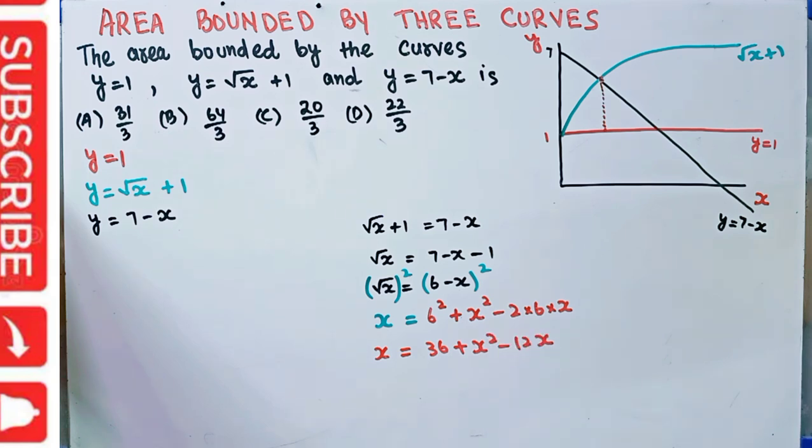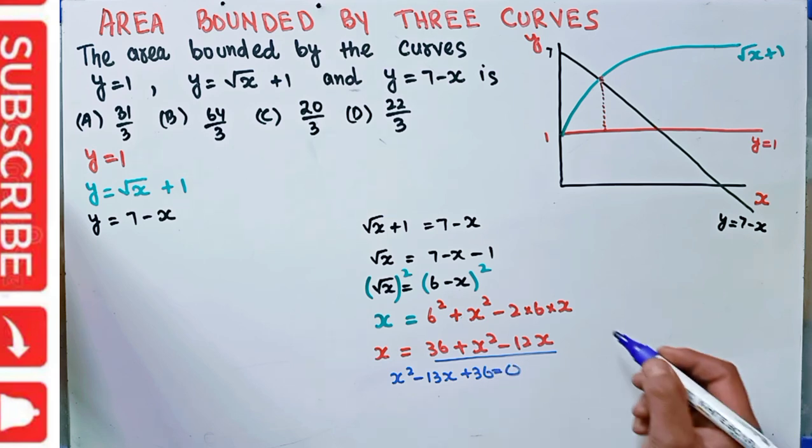Solving again, let us rewrite it in this fashion. Let's first write x square. Transposing this x here, it will become minus x. So minus 12x minus x is minus 13x, plus 36 is equal to 0, which is a quadratic equation.